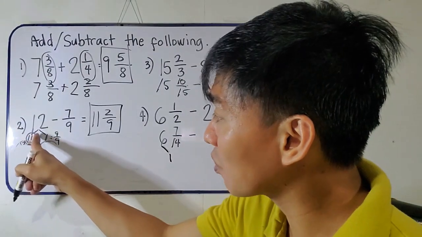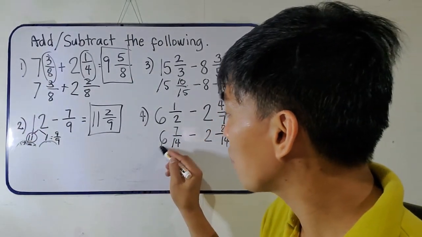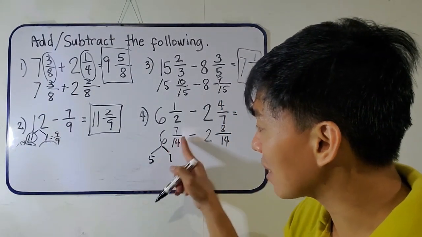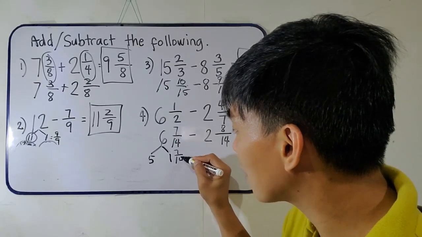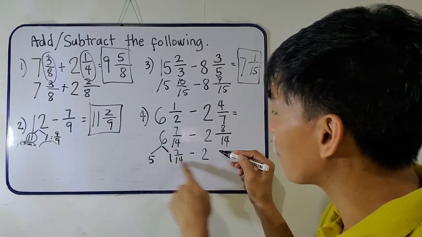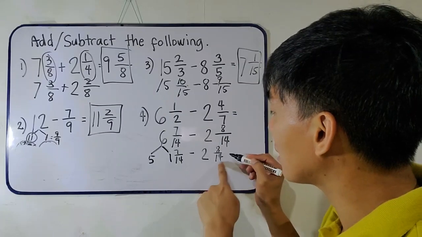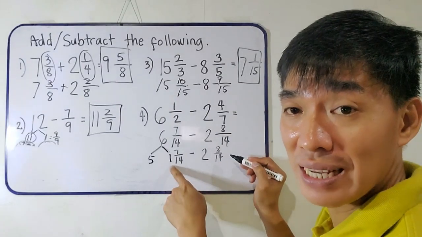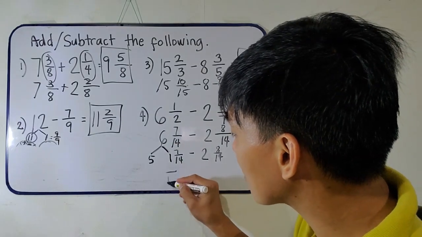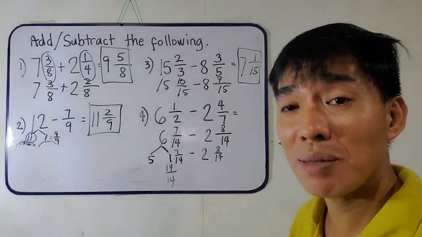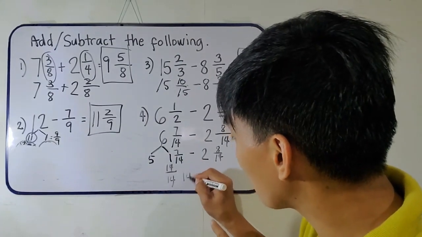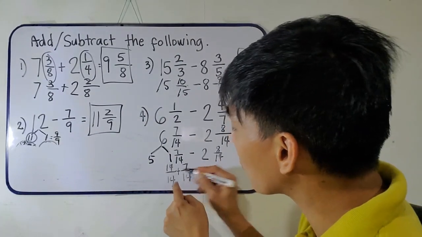Okay? Since we borrowed, what will be left with 6 is 5. After we already borrowed 1 from 6, we will add that to 7/14, so that it will become bigger this time, we could subtract 2 from 5, and of course 8/14 from 1 and 7/14. So in this case, our 1 here could be also expressed as 14/14. You might be wondering why 14 is the number I chose. Of course, because the fraction here is also 14.